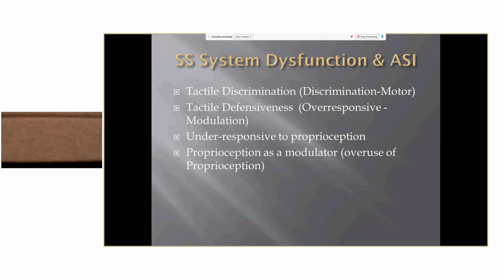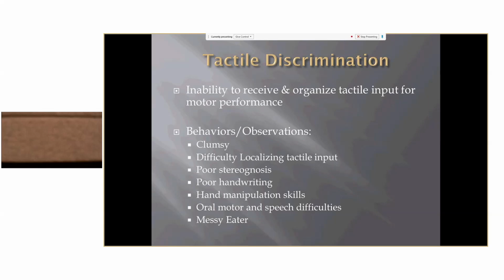There really never is an over-responsiveness to proprioception; rather, we tend to use that to regulate and modulate our other systems when there's another type of dysfunction. So the first one is tactile discrimination. This one is the inability to receive and organize any kind of tactile input for motor performance.